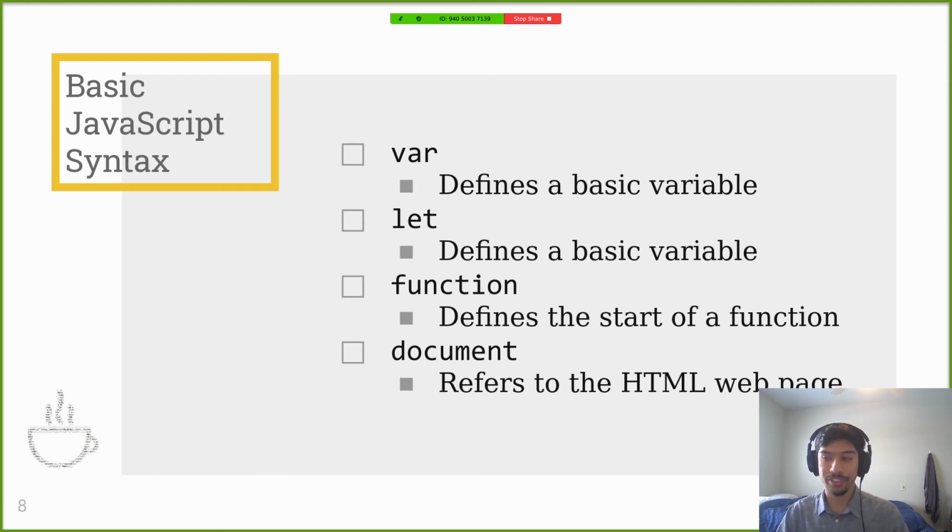The next main keyword you should probably be aware of is the function keyword. Again, we'll cover this in the demo. This defines the start of a function. These functions act just like they would in Python or in C. However, the main difference is that, unlike in Python, unlike in C, my bad, you do not need a return type in your function header.